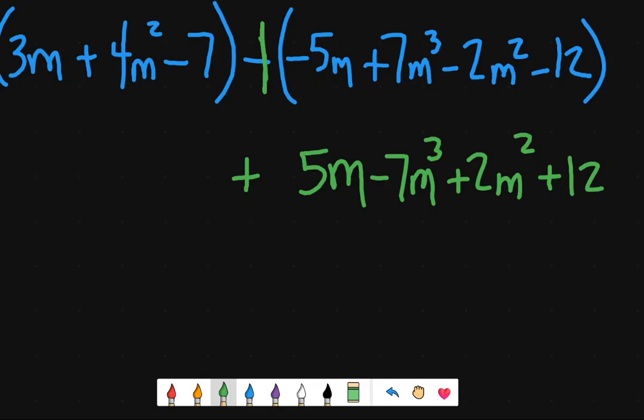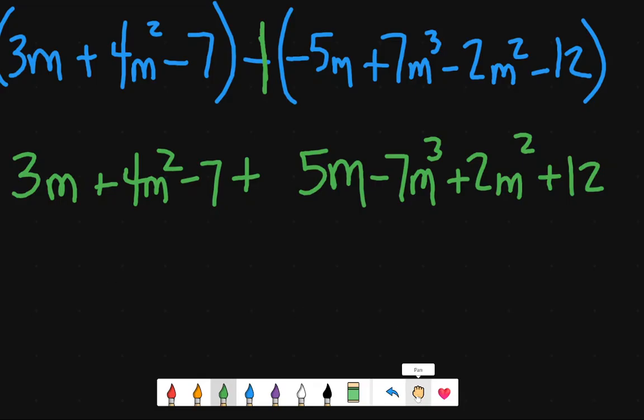We can close the parentheses. We can leave it as it is right now. We don't have to put parentheses around these two, and I won't. I'll just leave it like this. But we'll combine the terms. Next, 3m to the first power plus 4m to the second power minus 7. Remember that the first set of terms stay the same.